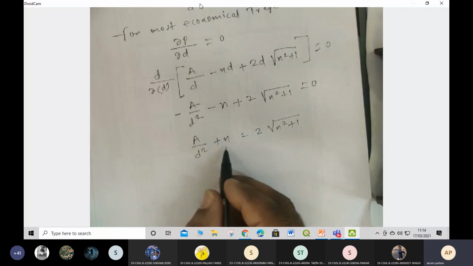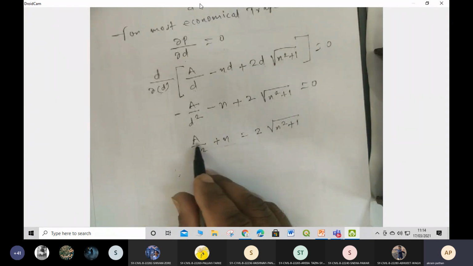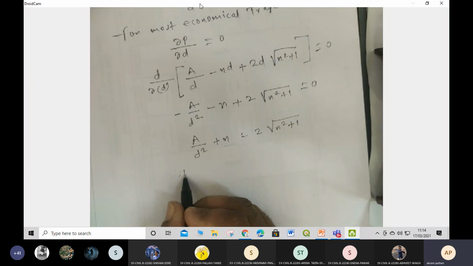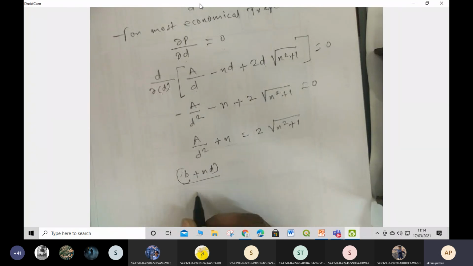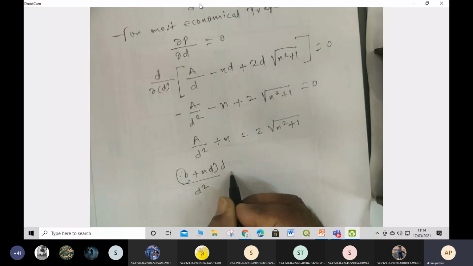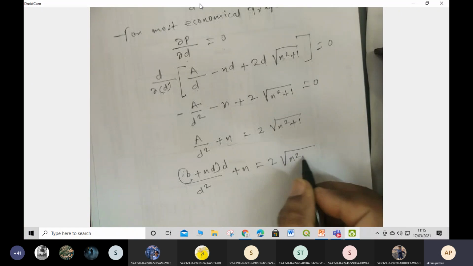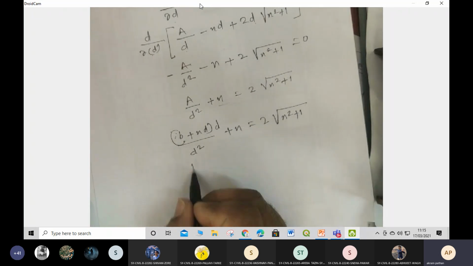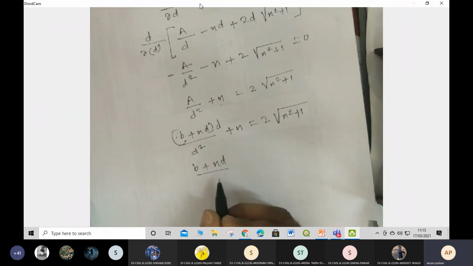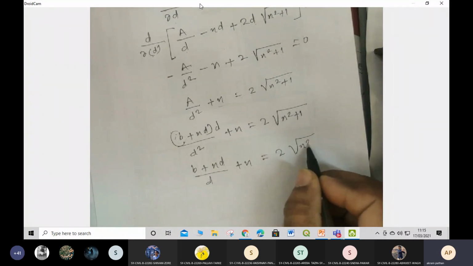So what is the area? Or simplify this with respect to the area. So substitute the value of area first. So (B plus nD) divided by D square into (D plus n), which is equal to twice under root n square plus 1. So if I further simplify this, I will get (B plus nD) divided by (D plus n), which is equal to 2 times under root n square plus 1.